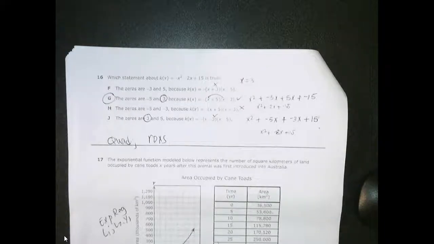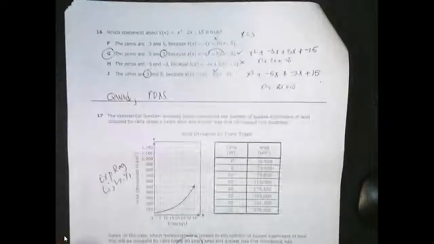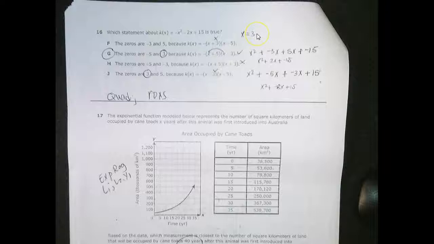Question 16. It says, which statement about k of x equals negative x squared minus 2x plus 15 is true? Now, if I look at this, you should put this in your quadratic. And then you can actually get x equals 3 if you get that correct. Now, if that's true, I can get that one out. Those are in, those 2 are out. And you're going to have to do the rest of the distributing to get the final answer to that. Again, you would put that in and then go look for the zeros. You can actually see where they cross the x-intercept.